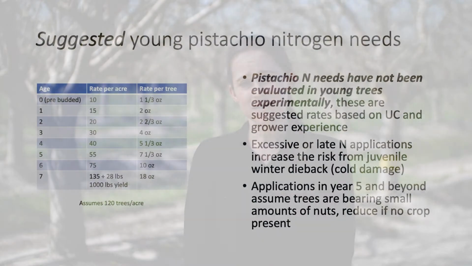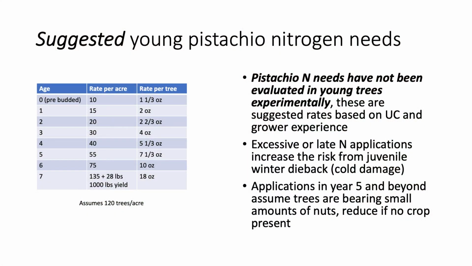On this slide, we have suggested fertilization strategies for young pistachios. I want to emphasize that we do not have research-backed data. This is based on UC experience. So please use these and use your own judgment when looking at the potential vigor of your young orchard. And do keep in mind that after year 5, your trees might start bearing small amounts, and so these suggested rates do account for that.